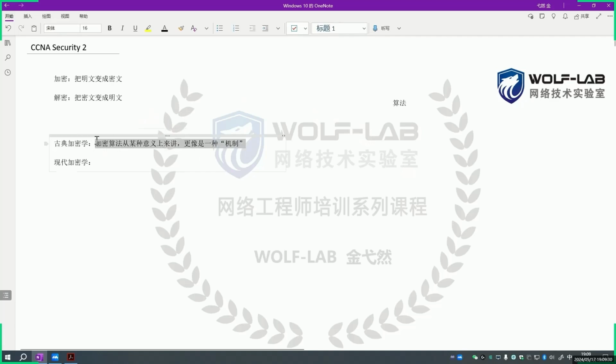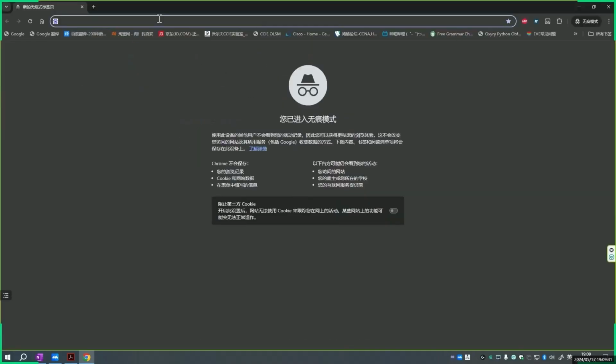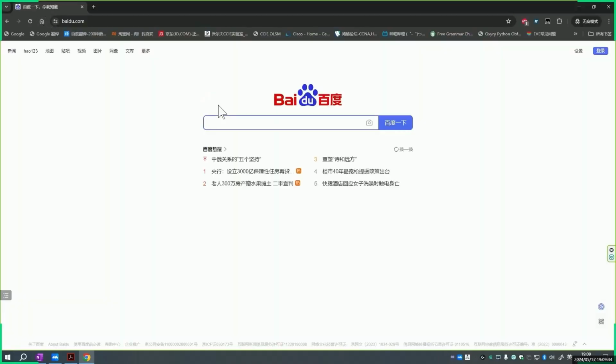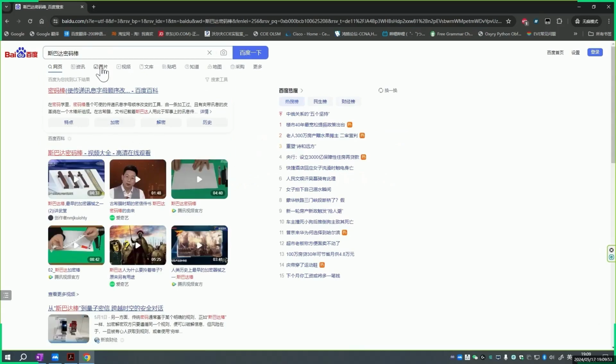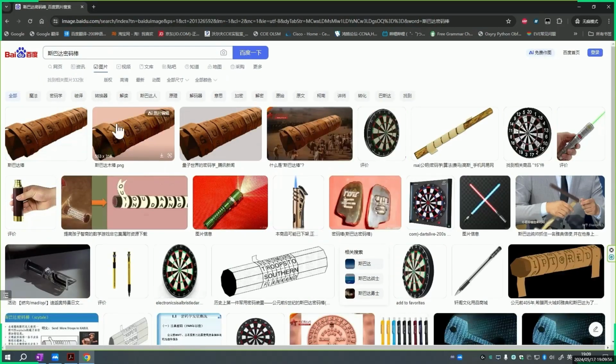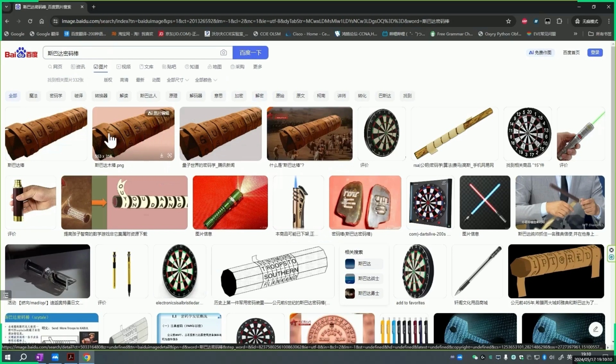So-called classical cryptography means you use a mechanism to turn plain text into ciphertext. Let's give an older example, the Spartan scytale. It should be well known. This thing is just a stick. You take a strip of leather and wrap it around the stick, and then you write some information on it. Then you pull the leather strip off.